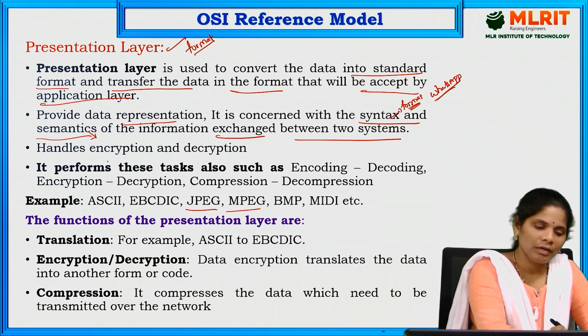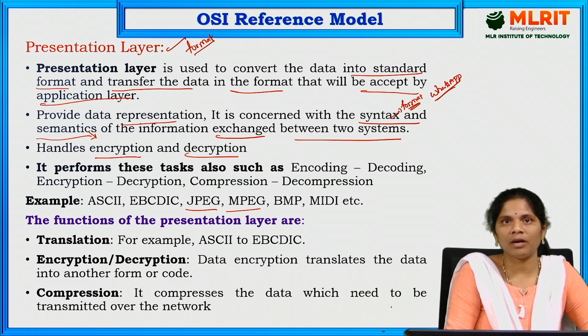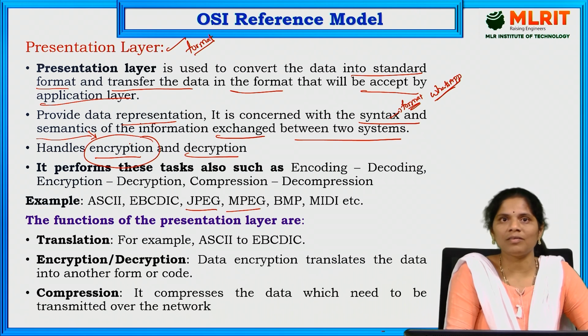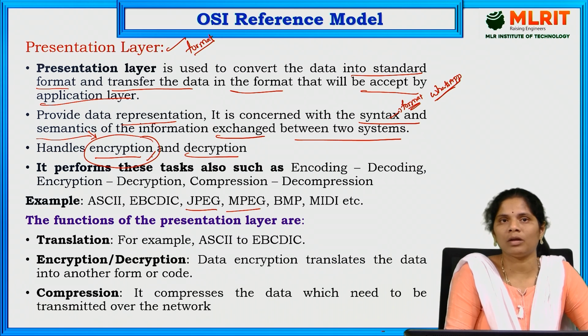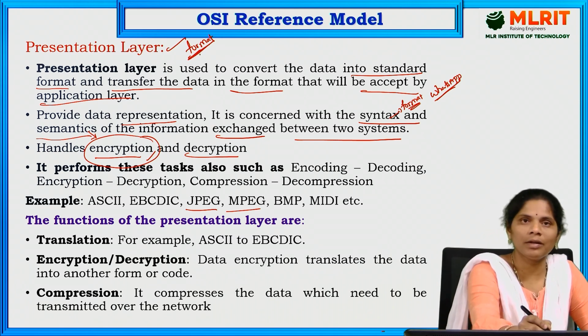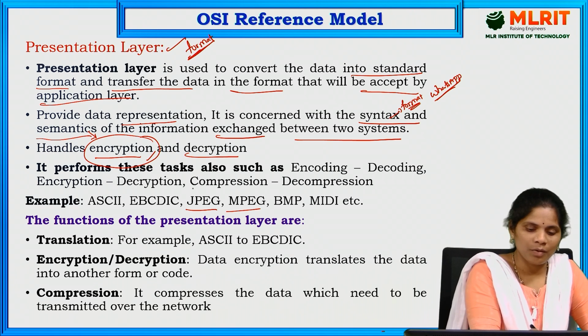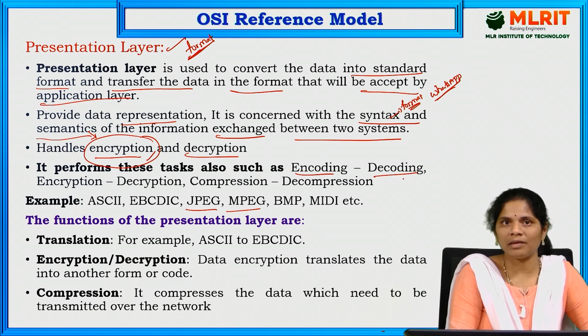And also it handles the encryption and decryption. I already told, encryption and decryption also come under the presentation layer. Whatever confidential information you want to send between the devices, you have to encrypt and decrypt, right? For that purpose also, that is done in the presentation layer only. Here you are selecting the format, and it also performs these particular tasks. Encoding and decoding come under the presentation layer only.